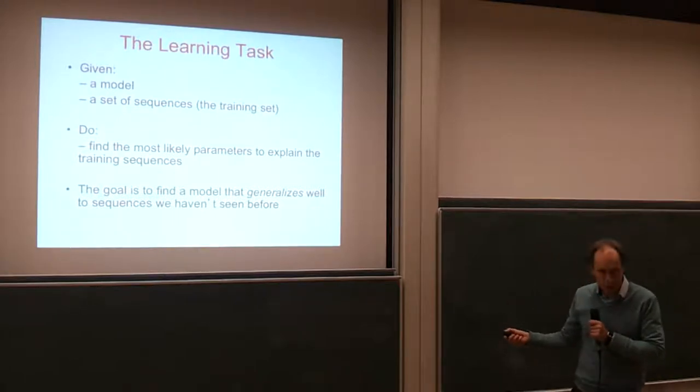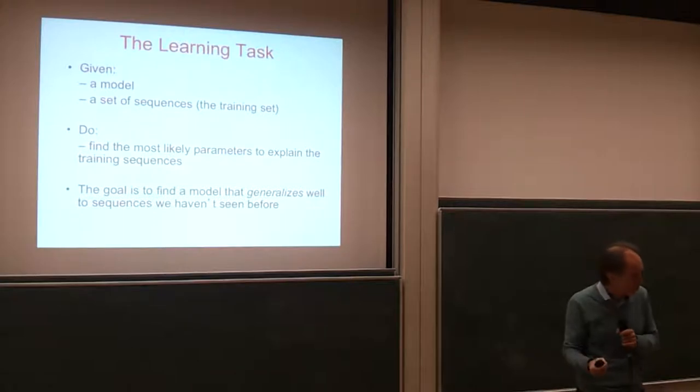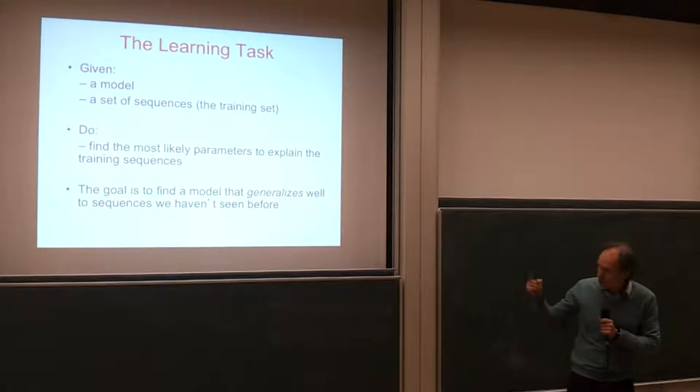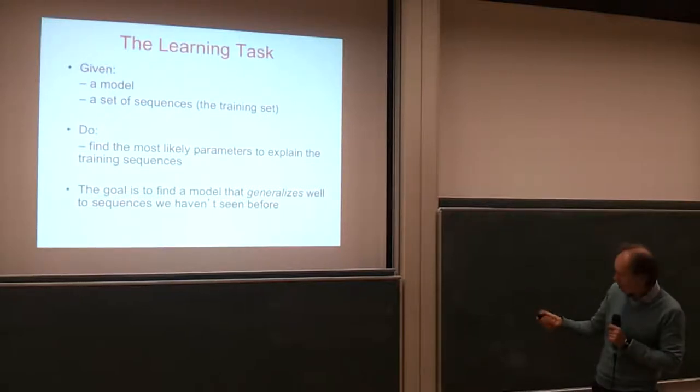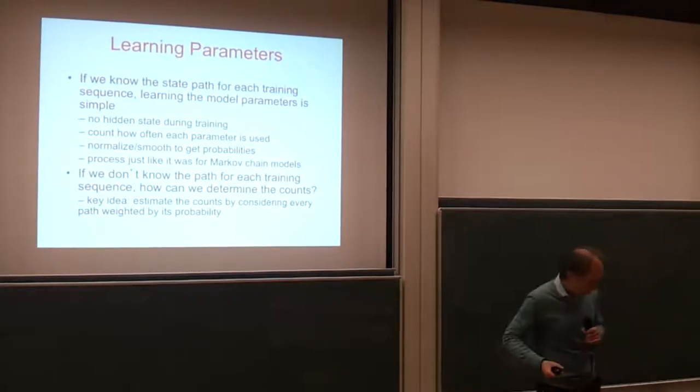And then here's the point of overfitting or overtraining, if you like. The goal is to find a model that generalizes well, on sequences we haven't seen before. If we train on globin sequences, it would be nice when the model recognizes an unseen globin sequence. That's generalization. Okay. Now, there are two possible ways.